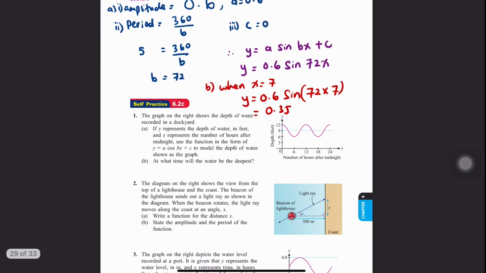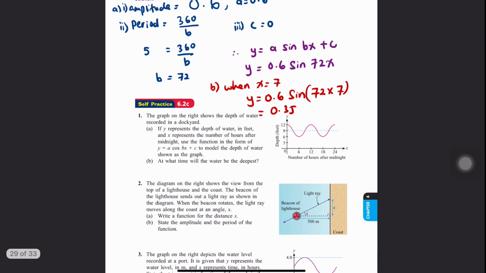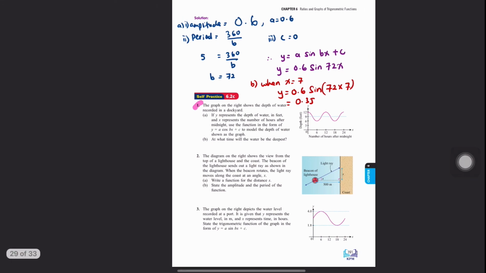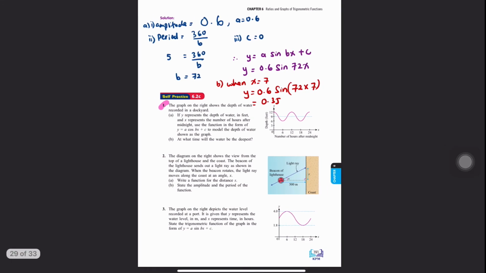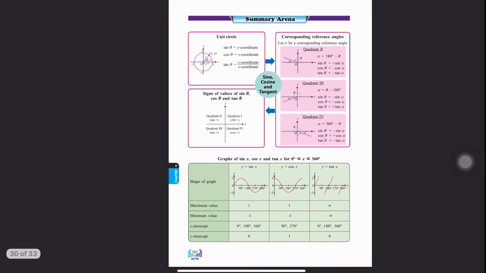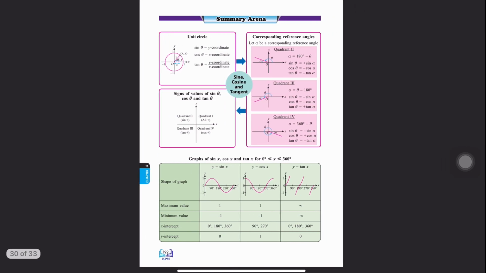Okay, so for exercise self-practice, I give you only one question. Boleh cuba jawab soalan nombor 1, A dan B. Okay, boleh? So I think that's it for today's class. So yang belakang ni boleh baca-baca lah, untuk lebih memahami chapter 6.